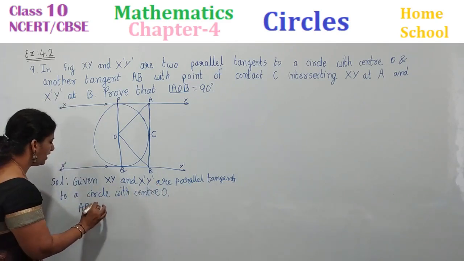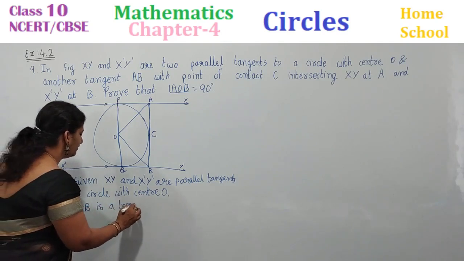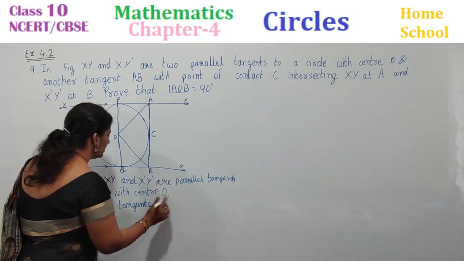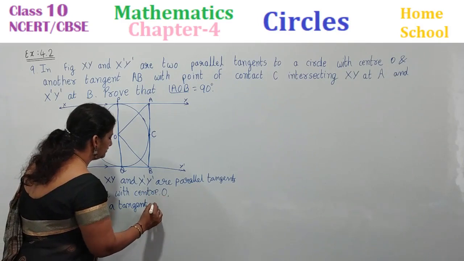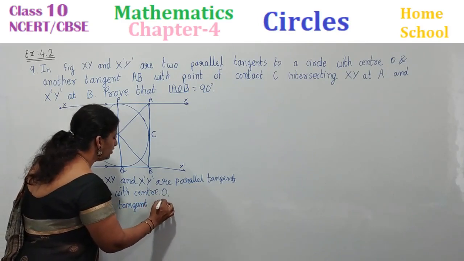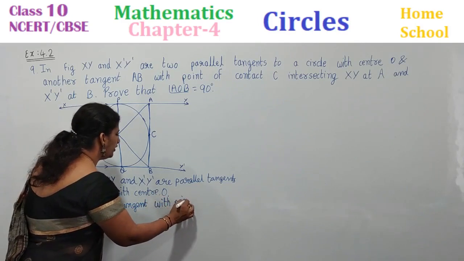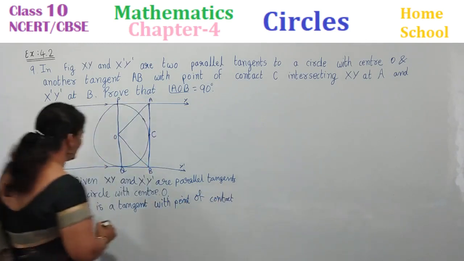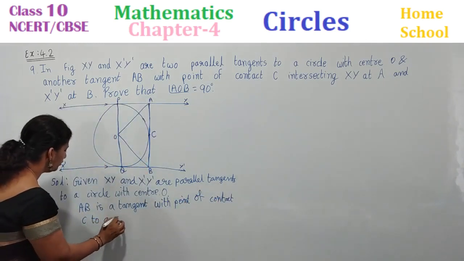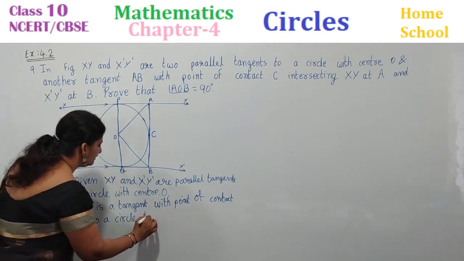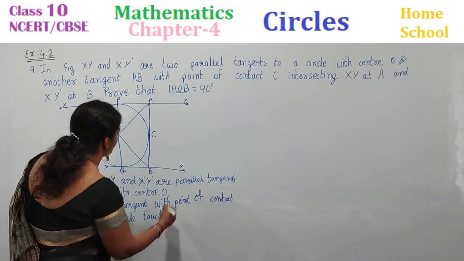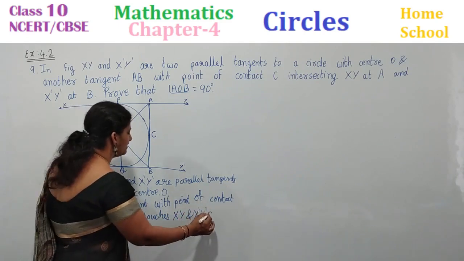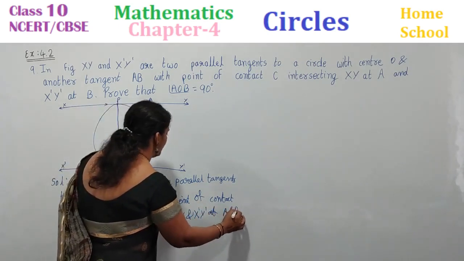Next point, what do you know? AB is a tangent with point of contact C to the circle, and it intersects the XY and X'Y' tangents at A and B.